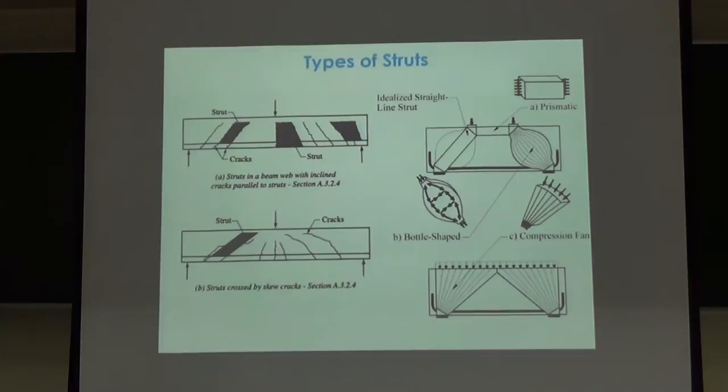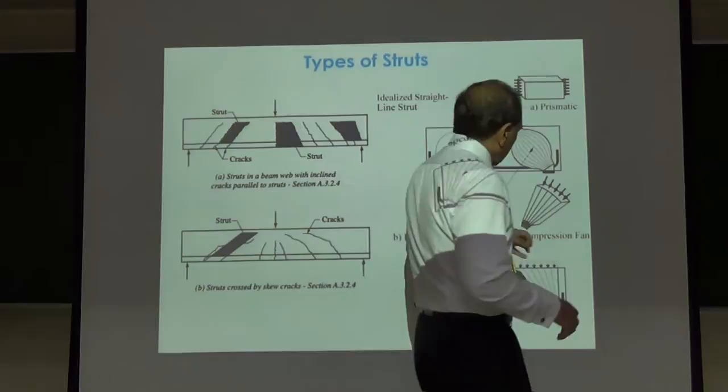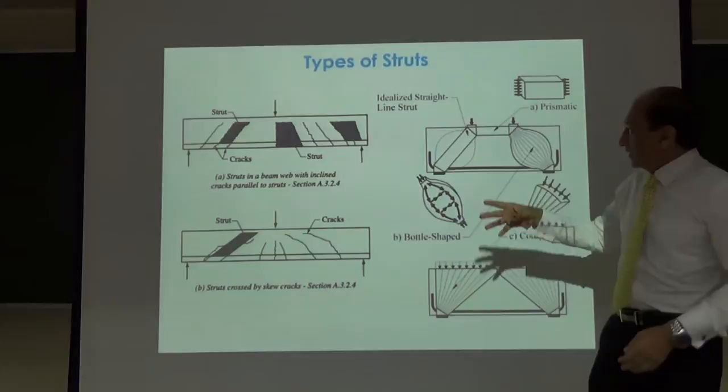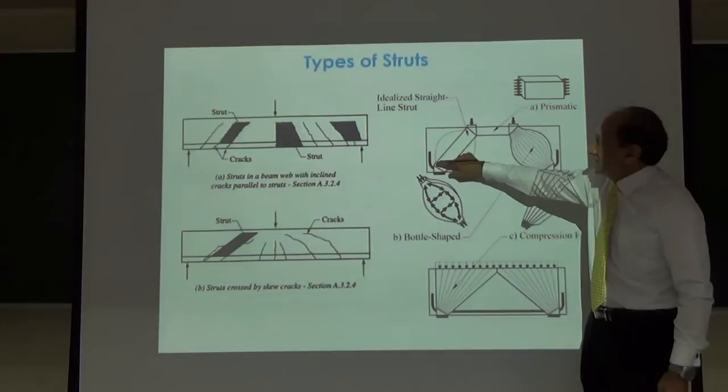Now, what is happening inside these so-called dotted line struts? They are not lines because it's concrete. Force is not going to go in one small line. It's going to spread around, right? This is how it is going to spread around. Let's say we have two point loads and one. This is the ideal strut that we are looking at.